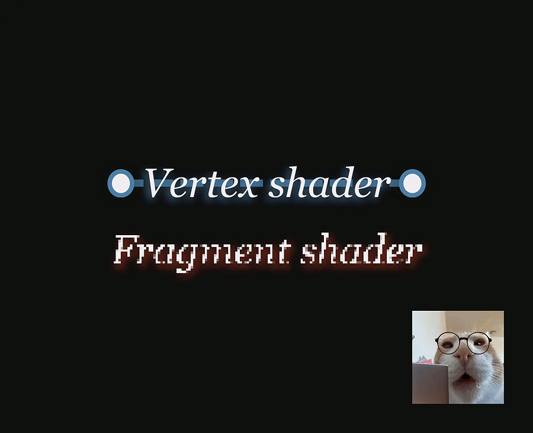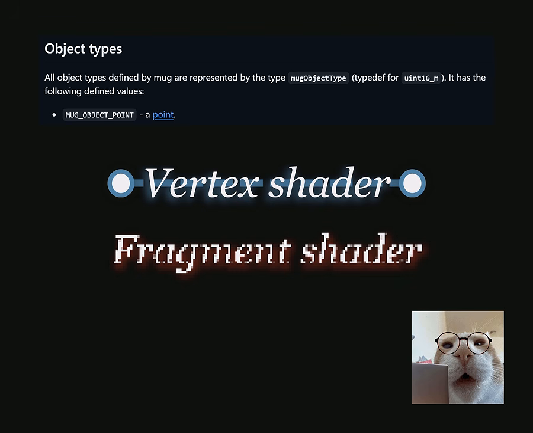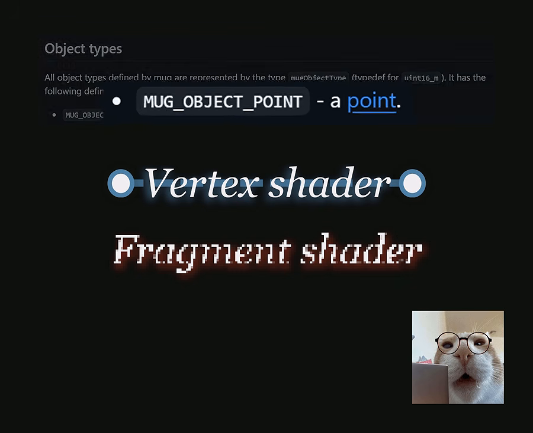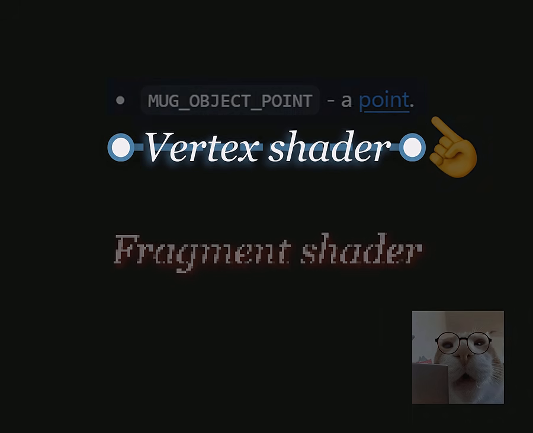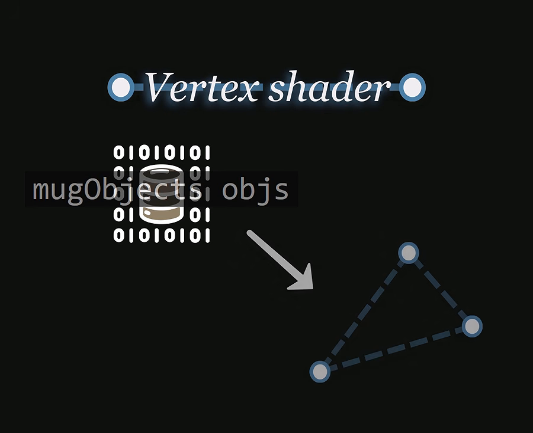I'm going to need a vertex and fragment shader to use for every object type that I'd need to render, so I'm going to need to start off by creating a vertex and fragment shader for rendering points. The vertex shader controls the translation of all my object data into actual vertexes that OpenGL can process.